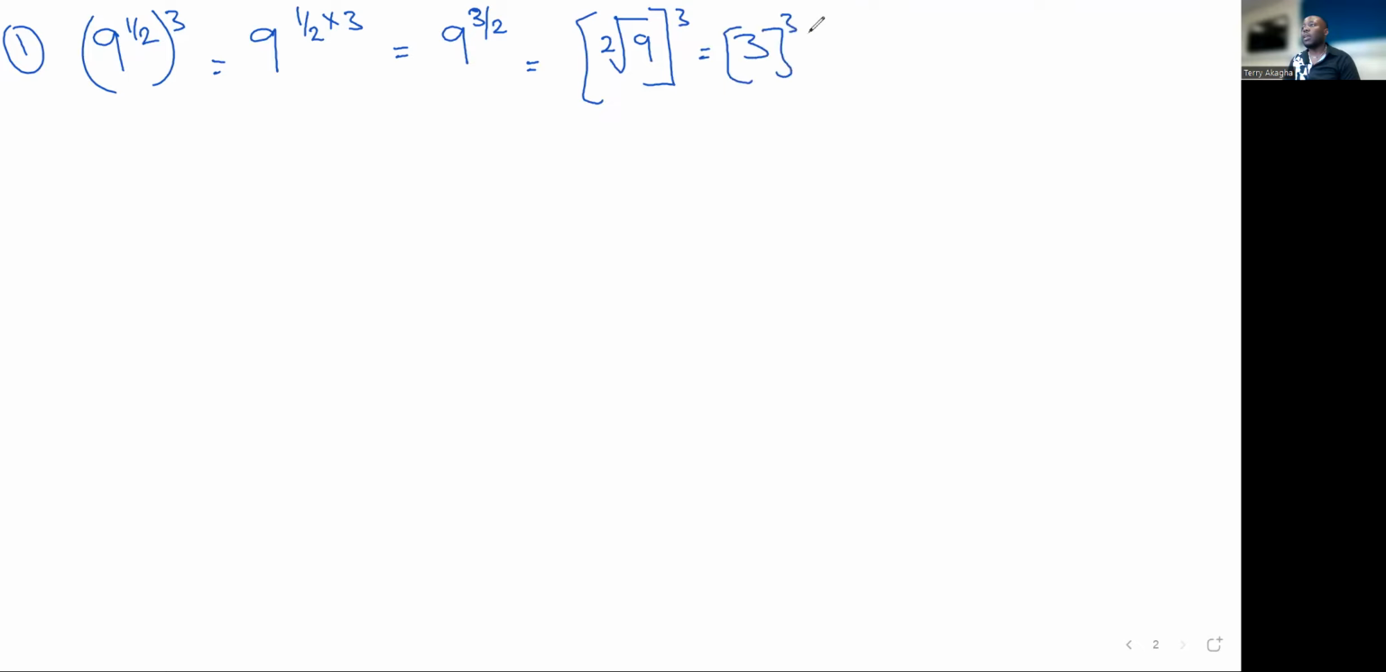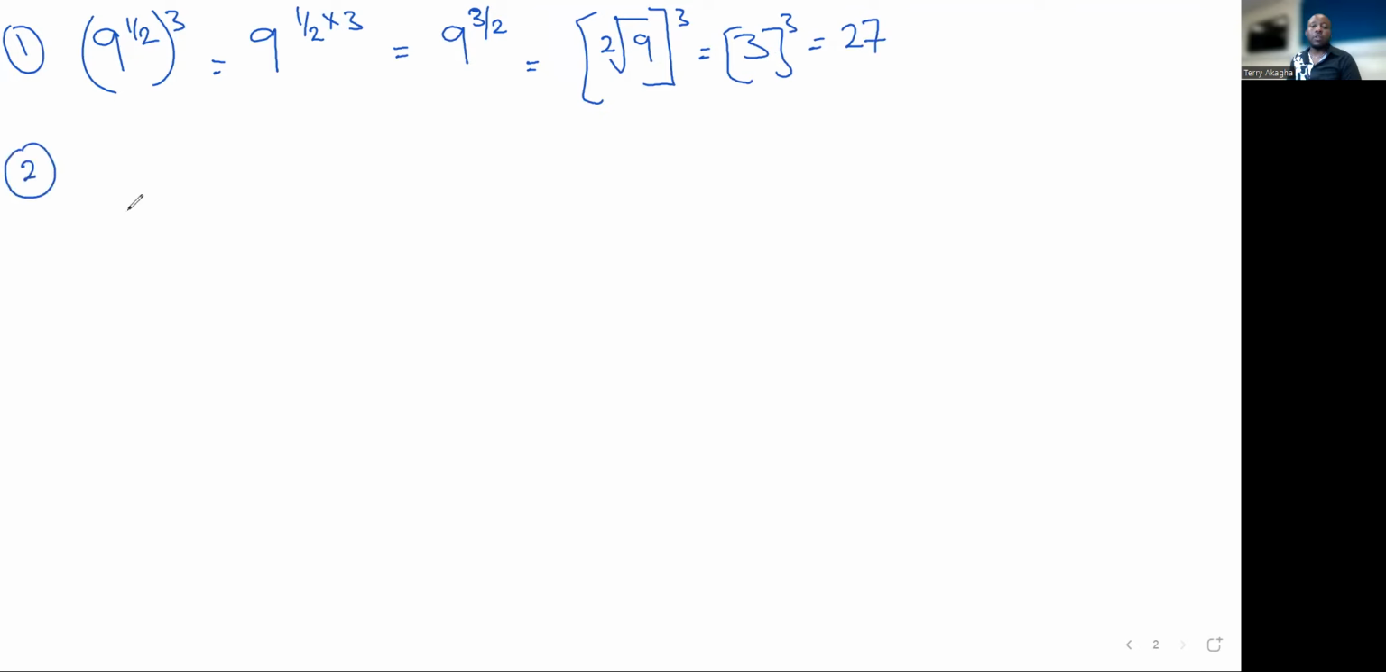So what we can do, I can multiply. It'll be 9 to the power 1/2 times 3, and that will give you 9 to the power 3 over 2. This is the same thing as saying the square root of 9, all this raised to the power 3. Are you seeing it? The square root of 9 is what? 3. Then raised to the power 3, this is going to give us 27. Are you seeing it?